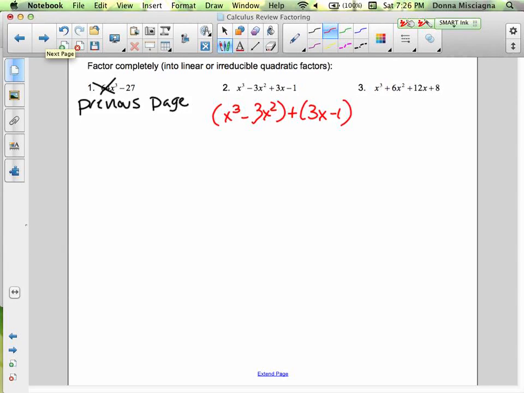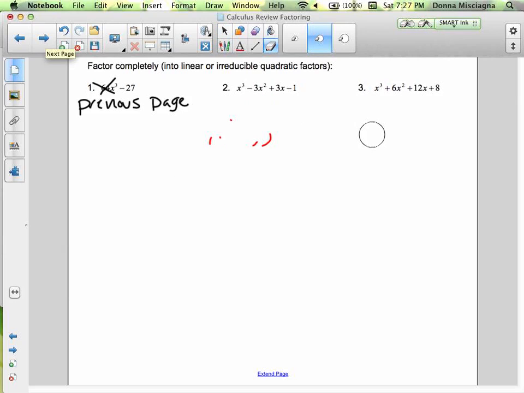All right, pull out a greatest common factor. Greatest common factor for x cubed and 3x squared would be x squared. X cubed divided by x squared is x. 3x squared divided by x squared would be 3, so we'll have x minus 3. Greatest common factor for 3x, whoa, I have a problem here. Greatest common factor is 1 and it doesn't match.